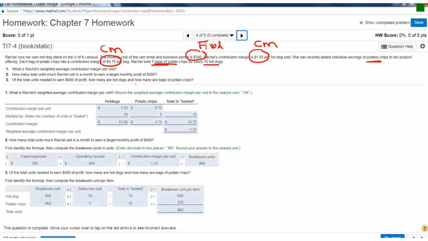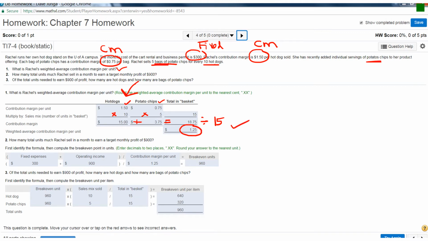But in any case, if you go down here, the first part of this is they want you to calculate the weighted average contribution margin per unit. So they told you right away the hot dogs is $1.50 and the potato chips is 0.75. So you can multiply the hot dogs by 10 and the potato chips by 5. You get 15 and 3.75. You add those two together, you get a total of $18.75. And then of course, if we have 10 hot dogs and 5 bags of chips, that's a total combined units of 15. You just divide that by 15, and you're going to get a weighted average CM of $1.25.